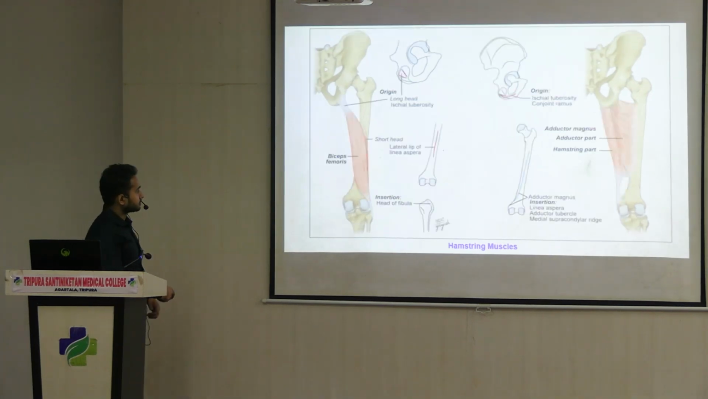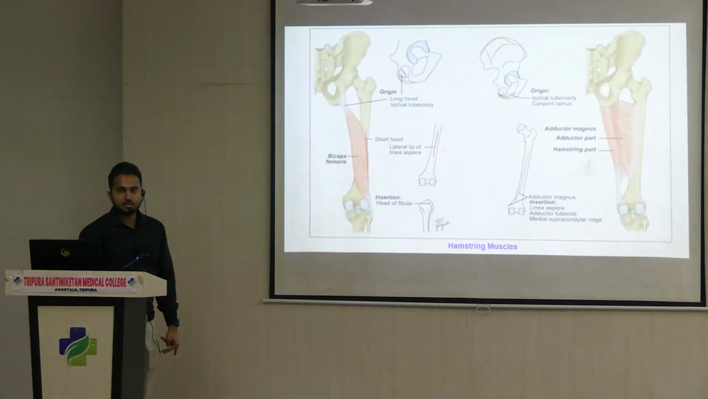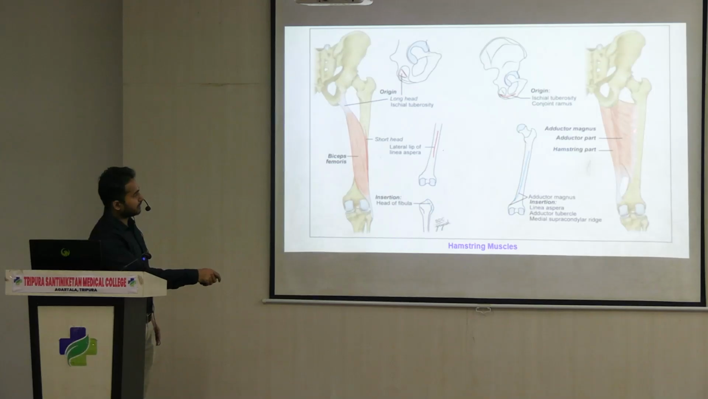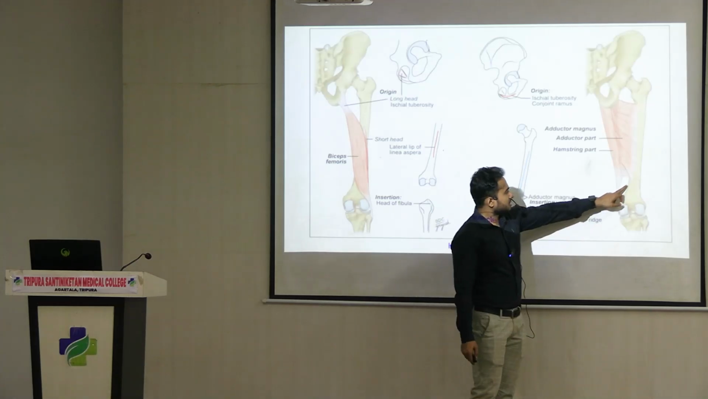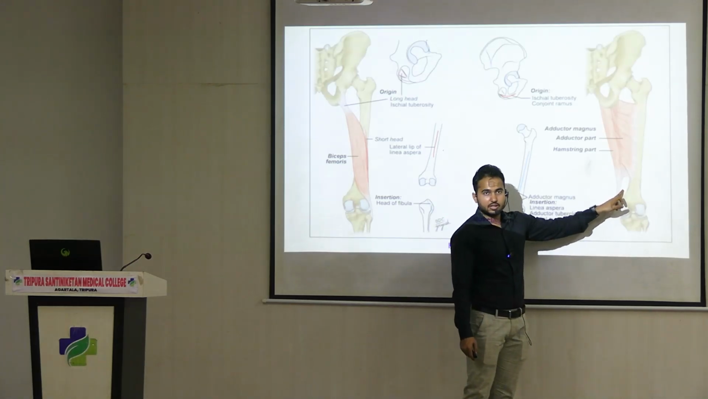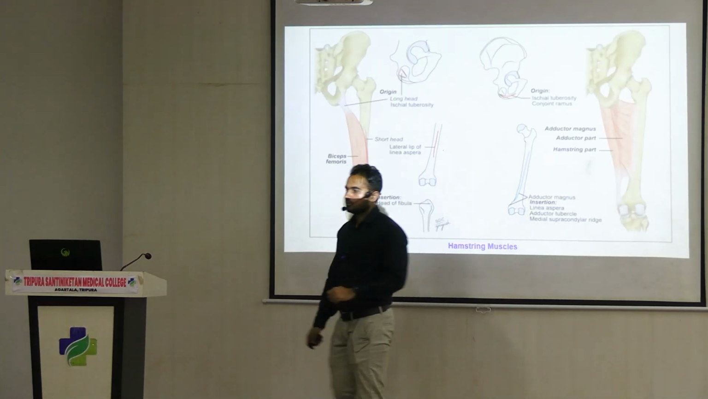Next, this is the adductor magnus muscle. How many parts are there? Two parts. This is the adductor part and this is the hamstring part. So can anyone tell me which opening is this? Here there is an opening. Adductor hiatus. Very good.